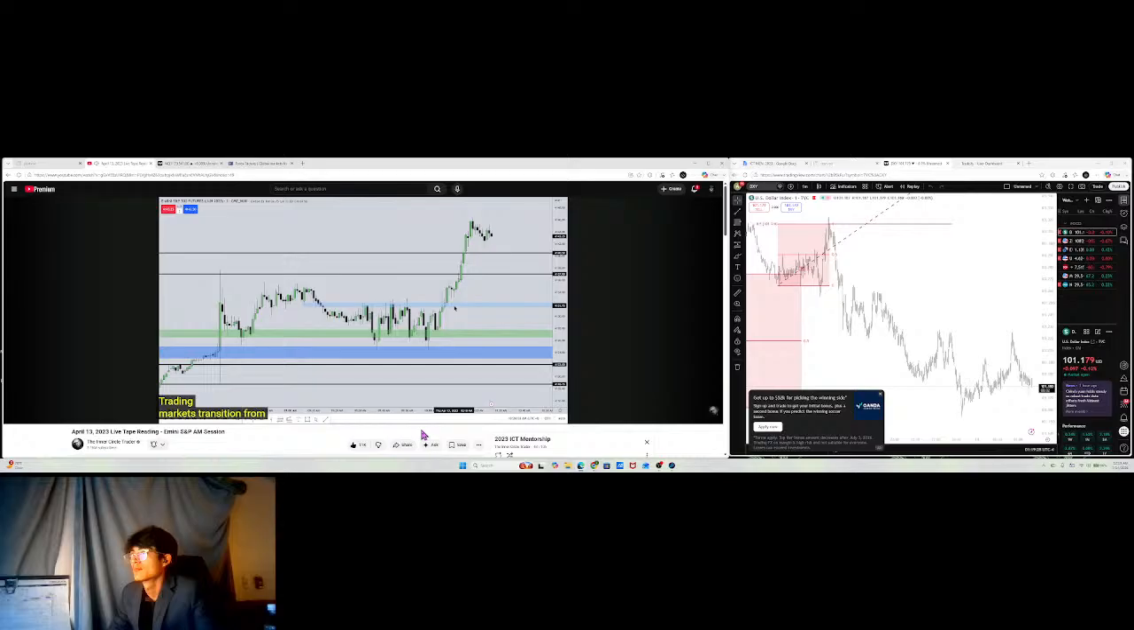Markets transition from high resistance to low resistance. Where does that occur? Where does it occur today? I'll give you a minute to think about it while I'm grabbing a drink real quick. Just look at this chart. Tell me where does high resistance transition to low resistance.